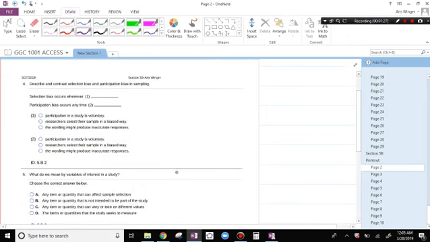Describe and contrast selection bias and participation bias in sampling. Selection bias occurs whenever the researchers select their sample in a biased way. Participation bias is when the participation in a study is voluntary.